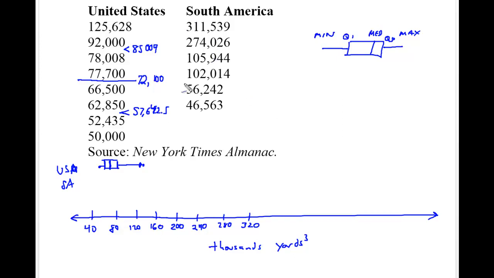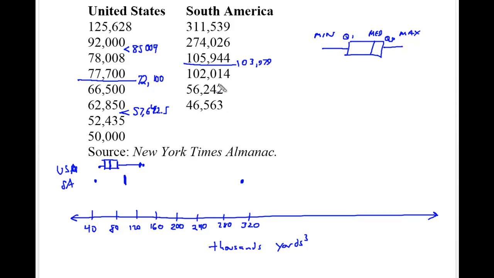So now we're going to look at South America. Okay, so my lowest data point in South America is 46, so let's take that a little bit to the left of the 50. And my highest data point is 311, so here's 311 right there. Now we're going to go to the median, 1, 2, 3, 4, 5, 6 pieces of data, so our median is between these two. So I add up 105,944 plus 102,014 divided by 2, I get 103,979 as my median. So 103,000, that's going to be probably between the 80 and the 120.